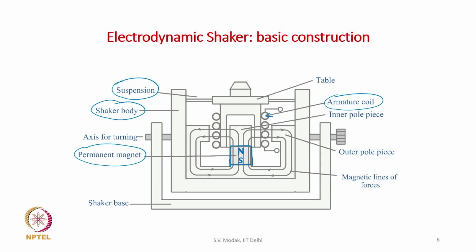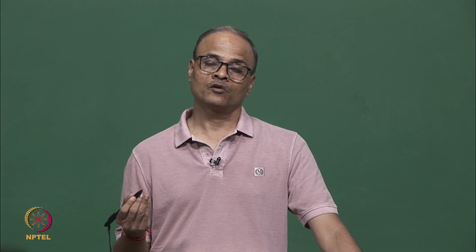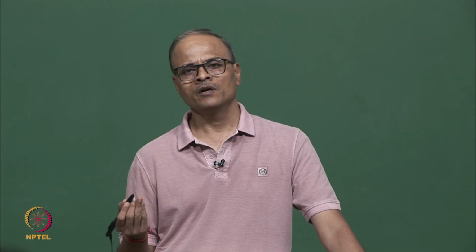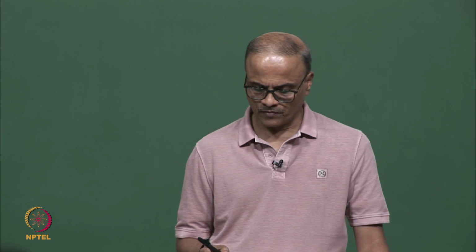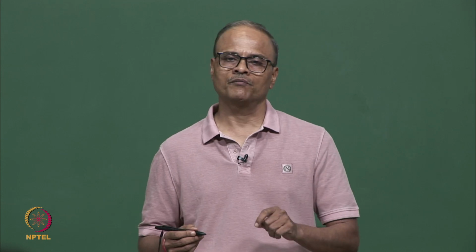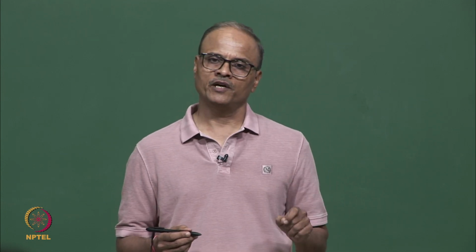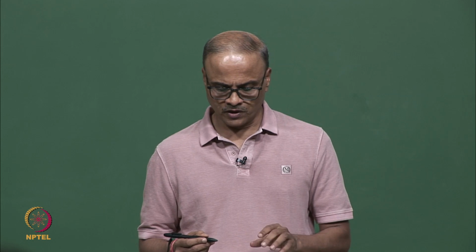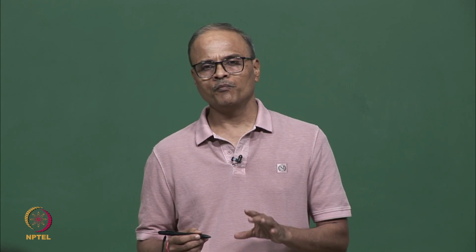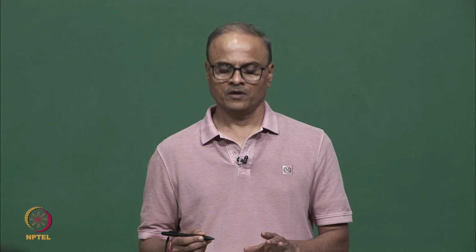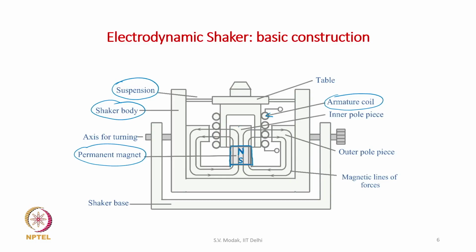In small shakers permanent magnets are generally used, but in bigger shakers which are meant for generating larger amounts of force, an electromagnet is used to generate the magnetic field. Now, this magnet will generate a magnetic field with magnetic lines of force starting from the north pole and terminating at the south pole. Here in the shaker two pole pieces of soft iron are used as shown here. You can see this is the inner pole piece which is at the top, and then we have the outer pole piece like this.